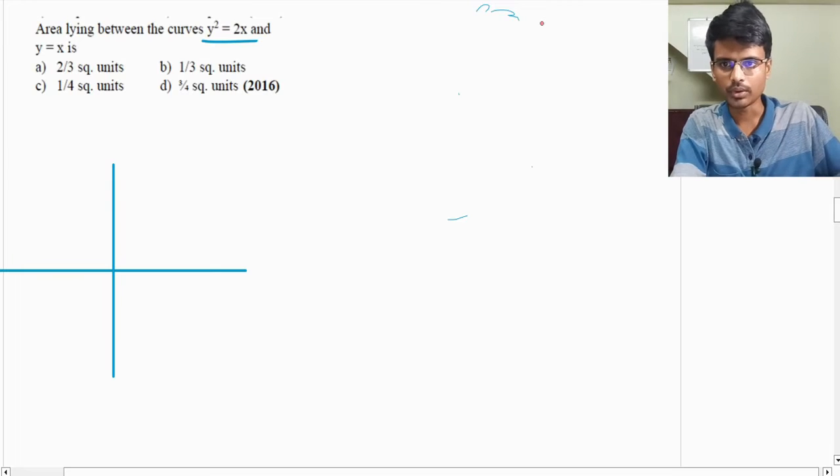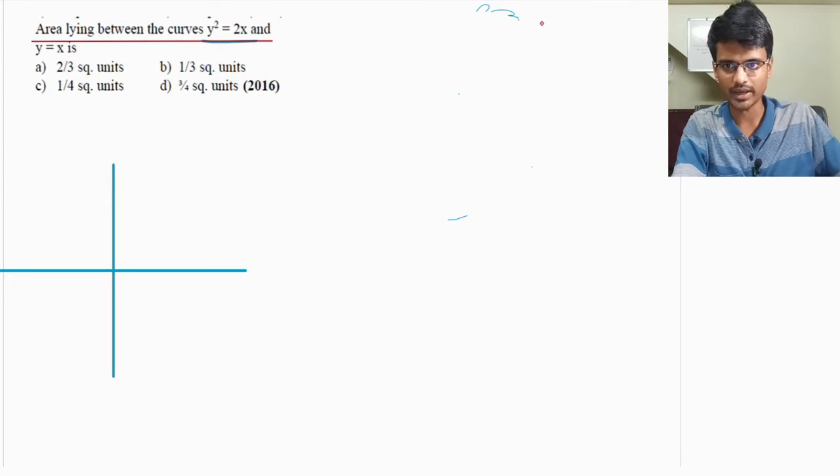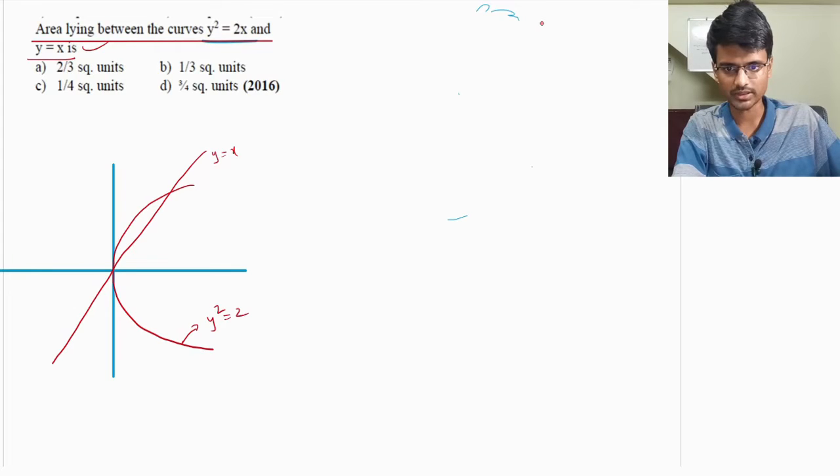Moving on. The area lying between the curves y square equal to 2x and y equal to x is, okay, so y square equal to 2x. This is a parabola, right? It will be something like this. And y equal to x is something like this. This is my y equal to x and this is my y square equal to 2x.